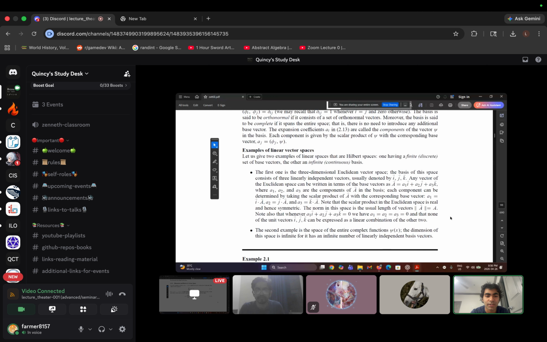Note that the scalar product in the Euclidean space is real and hence symmetric. The norm in this space is the usual length of the vectors. Note also that whenever a1 i plus a2 j plus a3 k is equal to 0, we have a1 equals a2 equals a3 equals 0. That is, none of the unit vectors i, j, k can be expressed as a linear combination of the other two. The second example is the space of the entire complex functions psi of x. The dimension of the space is infinite, for it has an infinite number of linearly independent basis vectors.